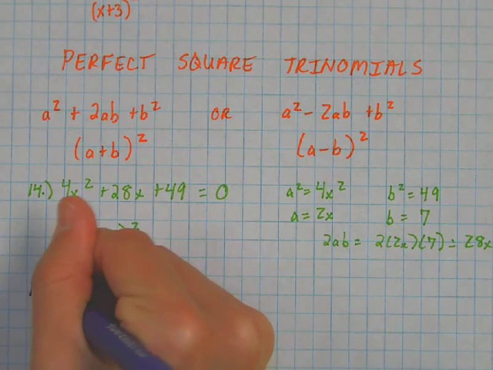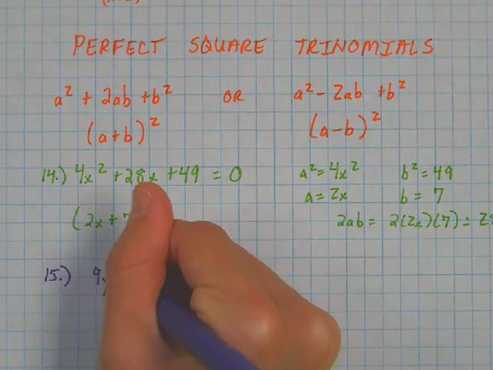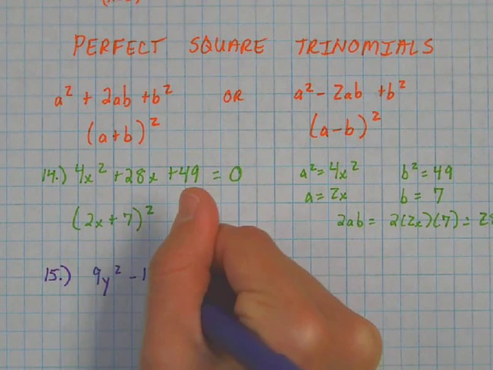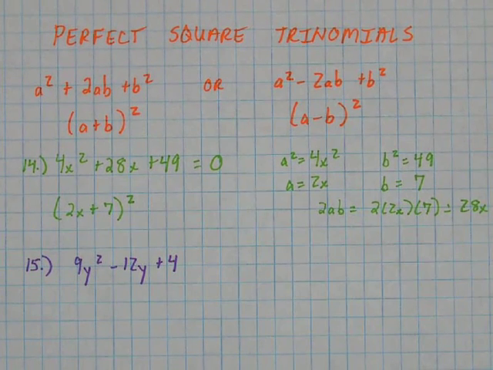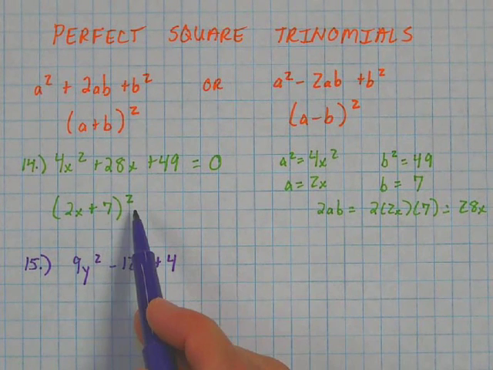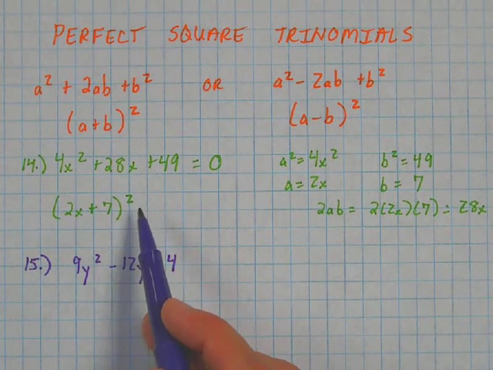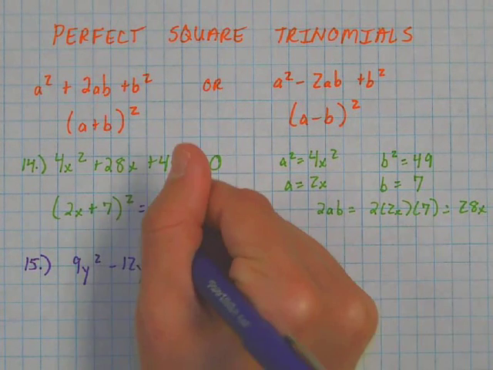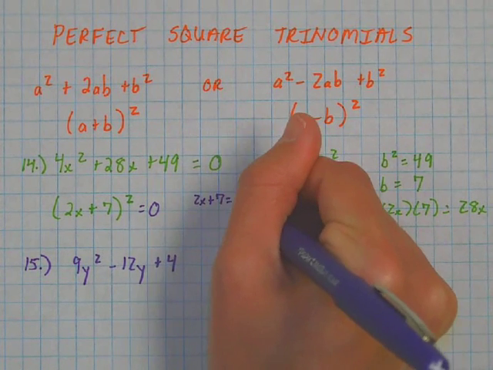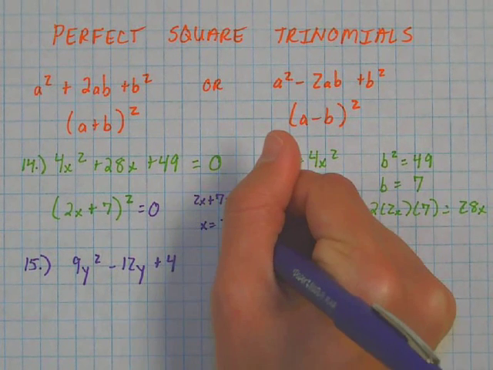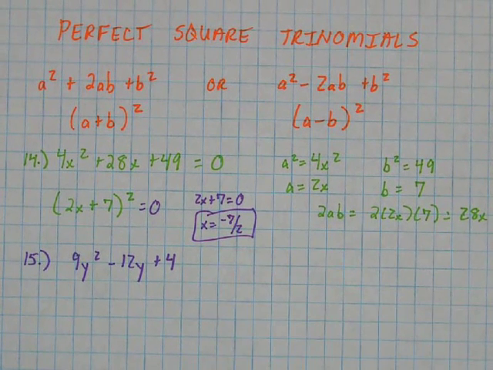All right? Oh, I kind of skipped that a little bit, didn't I? We should have solved this. Ultimately this is the situation where you only get one answer. When we set that equal to 0, you would say 2x plus 7 equals 0, so x equals negative 7 halves. That is your only solution. So with perfect square trinomials, we actually only get one answer, which is pretty unique. Just be aware of that situation.